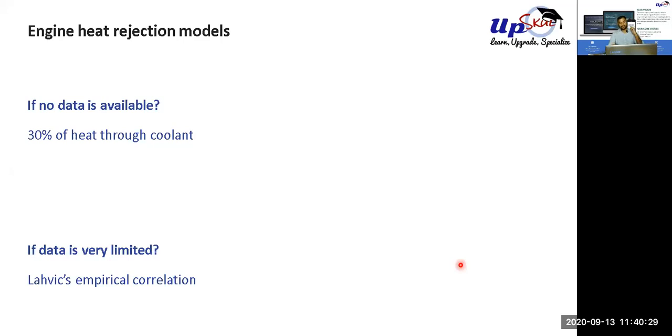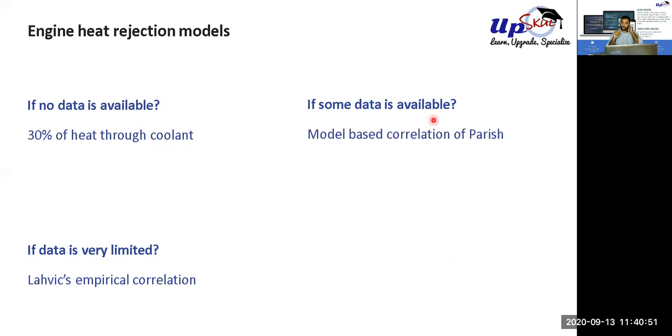So this Lavix empirical correlation is fairly correct. In my opinion, it gives a result that is within 6 to 7%. If more data is available, then what we do is use Parish's correlation. This one is a model-based correlation. What it means is it's mathematically calculated, considering all the factors. So this one requires a lot of data to begin with.